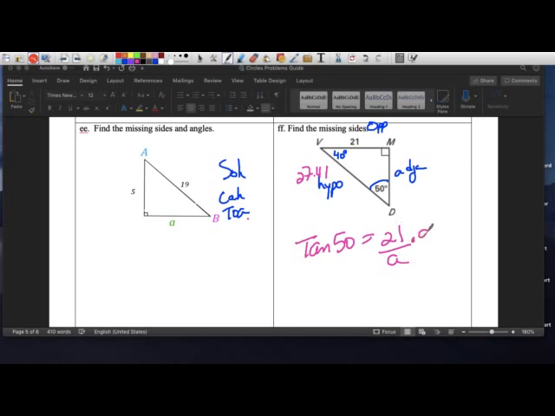Again, multiply both sides by a, first of all. So we're going to get a tan of 50 equals 21. And then we're going to divide both sides by tan of 50. That crosses out. And our little a is 21 divided by tan of 50. That's going to give us a equals 17.62 units. The adjacent is 17.62.